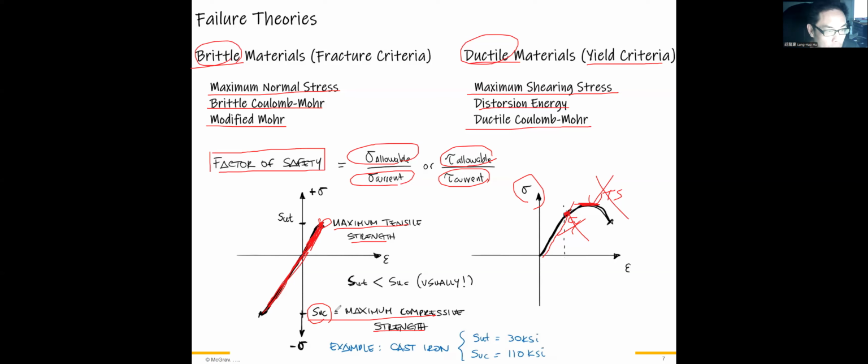Okay, so usually the compressive strength is higher than the tensile strength. Both of them are material properties, so you can check any materials book or handbook. For example, for cast iron, the ultimate tensile stress is 30 ksi, and the ultimate compressive stress is 110 ksi, almost 3 times higher, right? Almost 3 times higher.